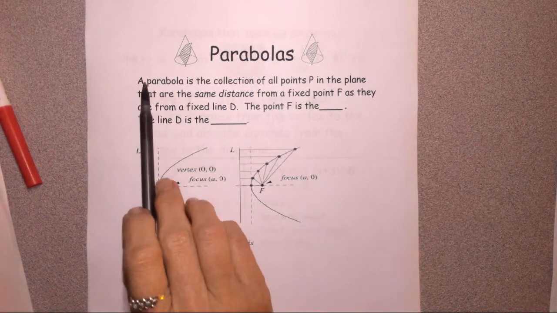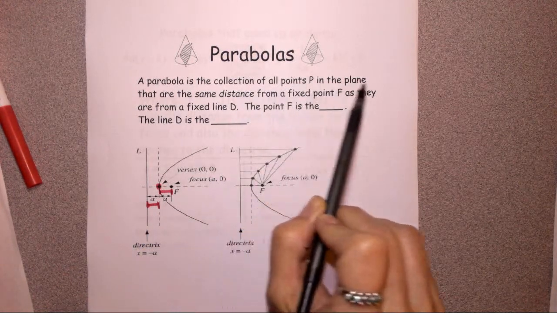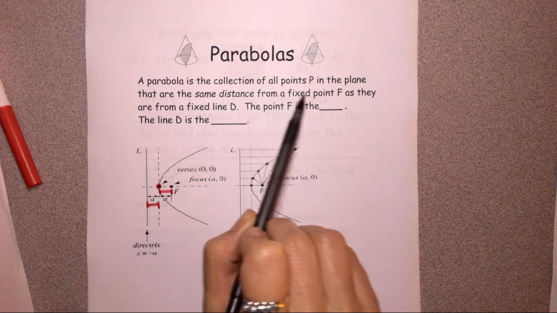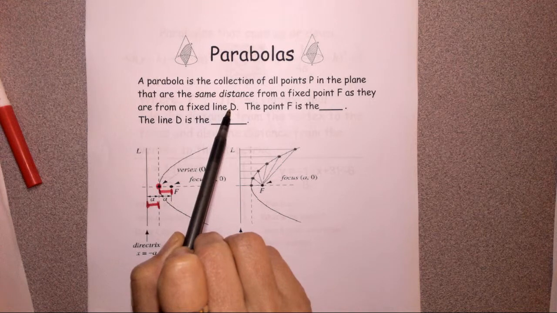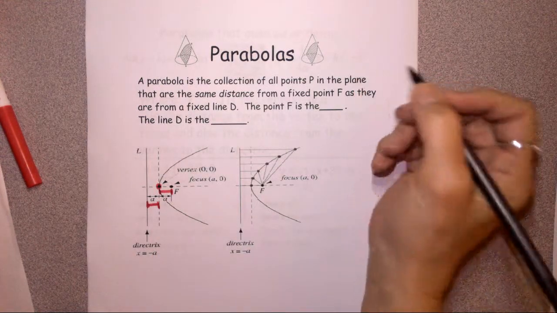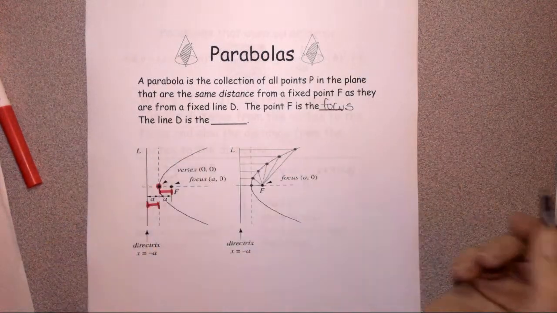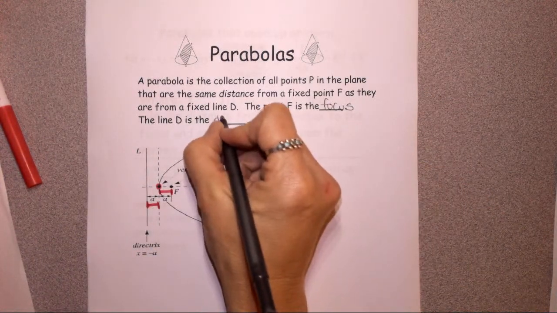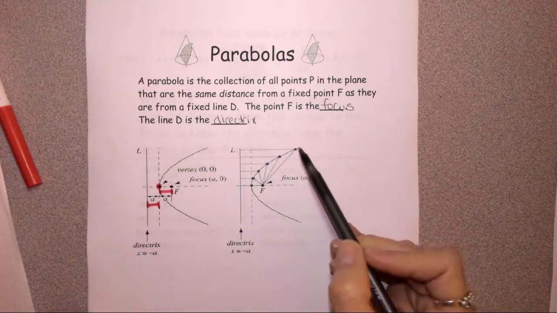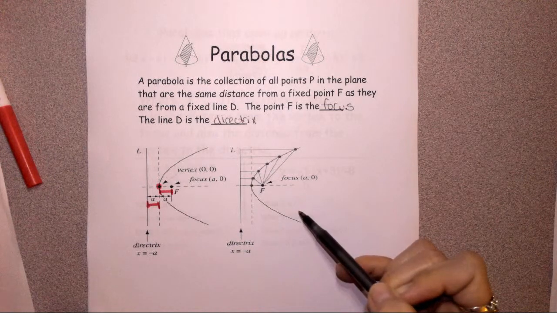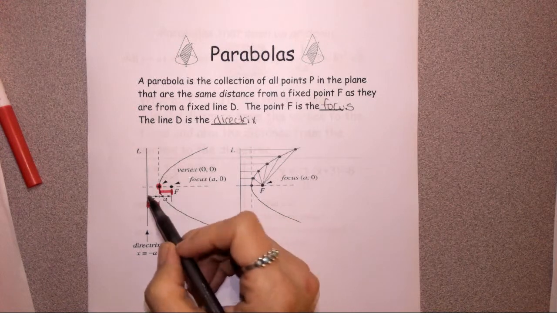So the first thing we're going to have is the definition. A parabola is a collection of all points P in the plane that are the same distance from a fixed point F as they are from a fixed line D. So the point F is called the focus, and I'll show you where it is in the picture in just a second. And the line D is called the directrix. So every single point on this parabola is exactly the same distance from F as it is from the directrix.